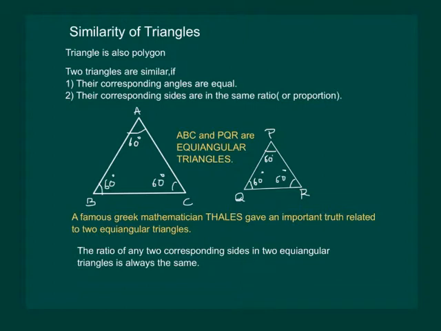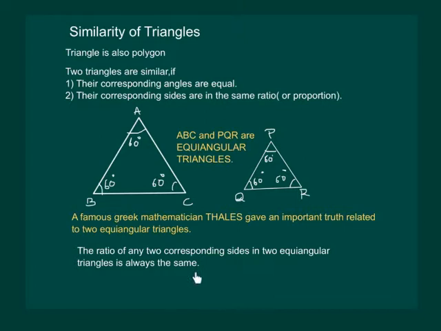We can say that triangle ABC and triangle PQR are equiangular triangles, and a famous Greek mathematician Thales gave an important truth related to two equiangular triangles. The result says that the ratio of any two corresponding sides in two equiangular triangles is always the same.